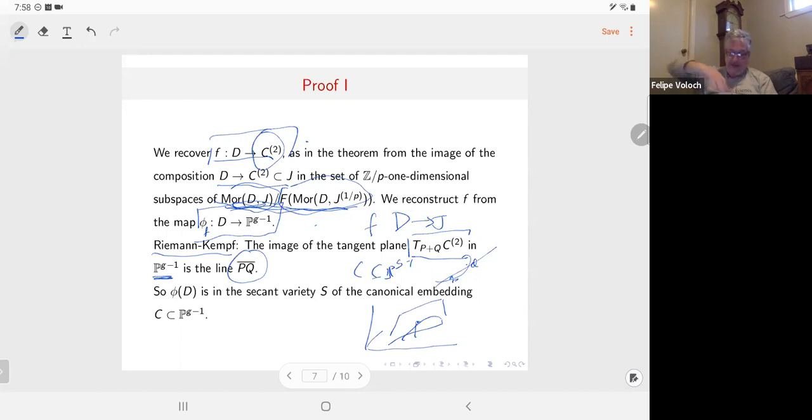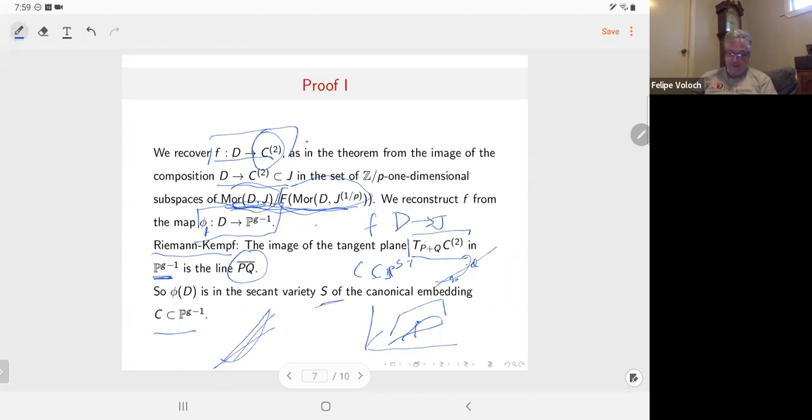Which means that as you vary P and Q, these lines sweep out the secant variety of the curve. The curve lives in P^(g-1), and the secant variety is the union of all the lines joining two points on the curve. I guess it's generally a threefold. And this is called the secant variety.